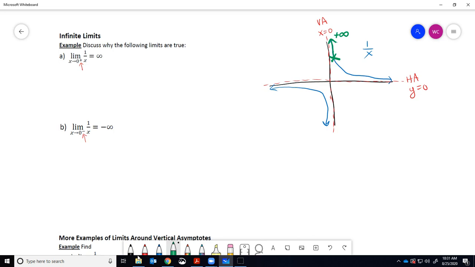On the left-hand side, or from the left, if we approach our vertical asymptote, our function is going down. So the closer we get to our vertical asymptote from the left side, the further down our function goes, which means our function values are going more and more negative, with larger and larger negative values. So we're approaching negative infinity. So in general, there is no limit because the limit from the right is positive infinity, the limit from the left is negative infinity.